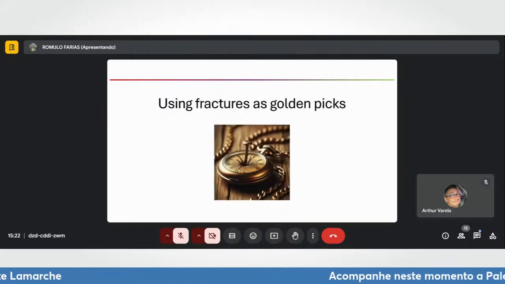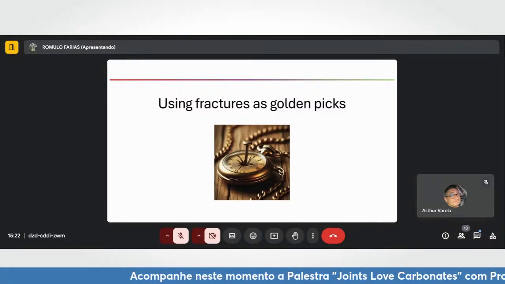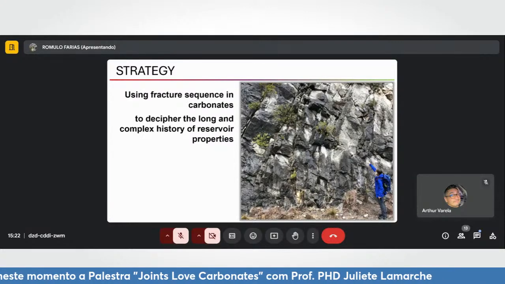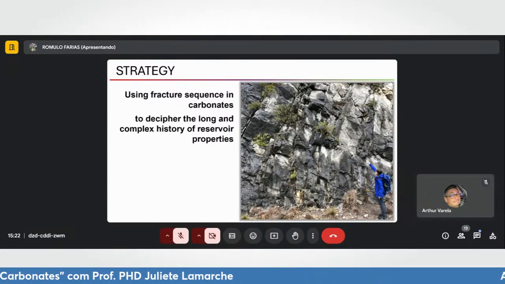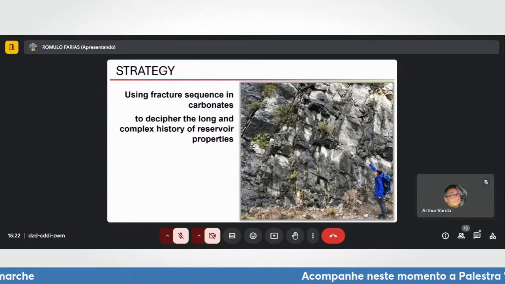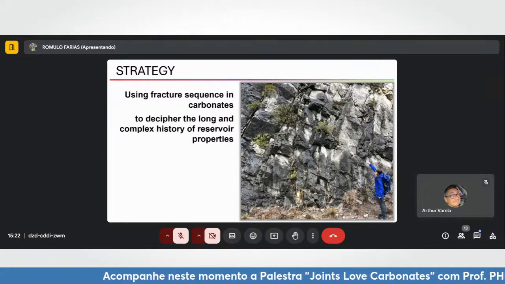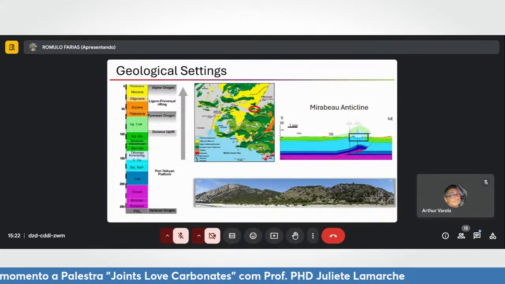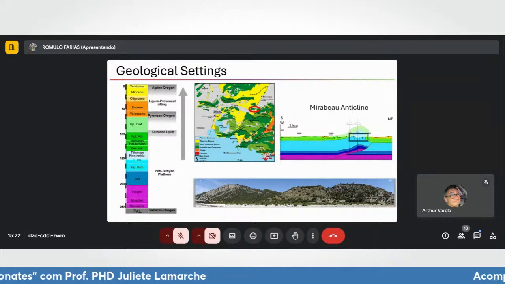So now we can use them as golden picks. So it's kind of a picture of the ambient stress pattern. And that's what I tried to do in a folded area. So the strategy was using the fracture sequence in carbonates to decipher the long and complex history of a reservoir and reservoir properties. And so I did it in Provence in a fold. So we are here in Provence. This is the fold here.